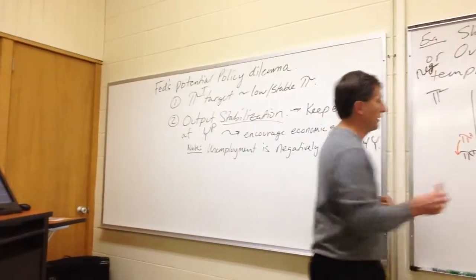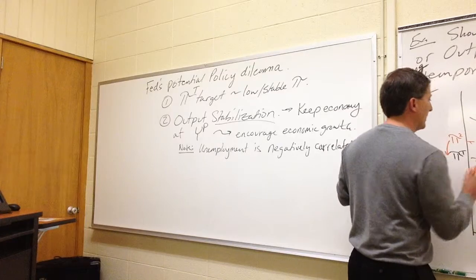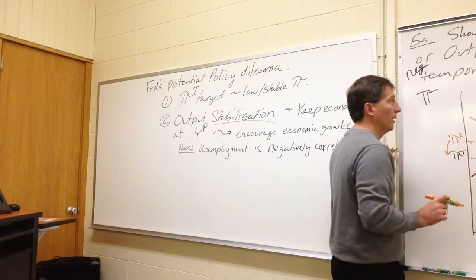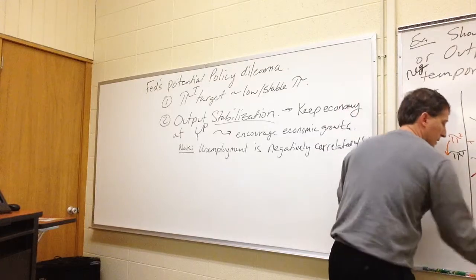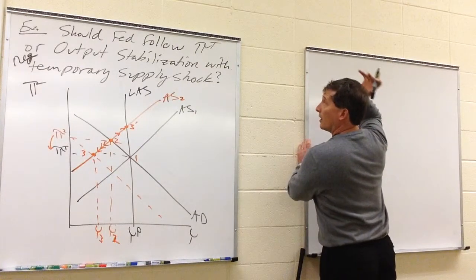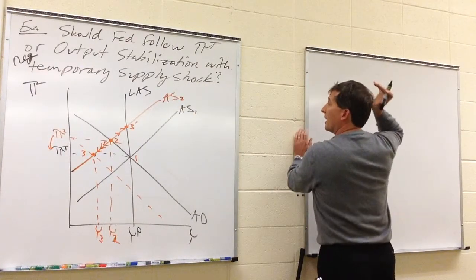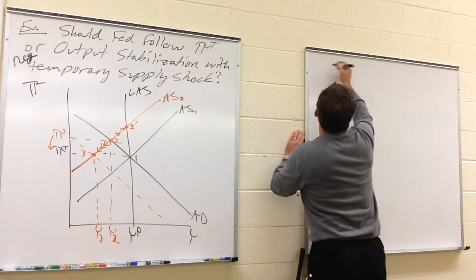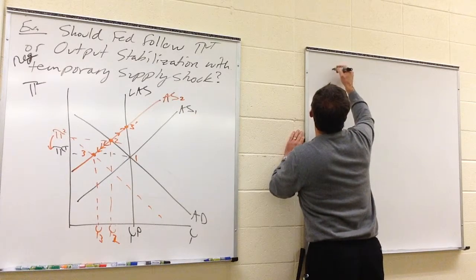And kind of the moral of the story. If they drive us to 3 or 3 prime, I guess the way I did it. Okay, so let me put that conclusion down. So, should the Fed follow pi t or output stabilization with temporary shock? That's kind of a loaded question.